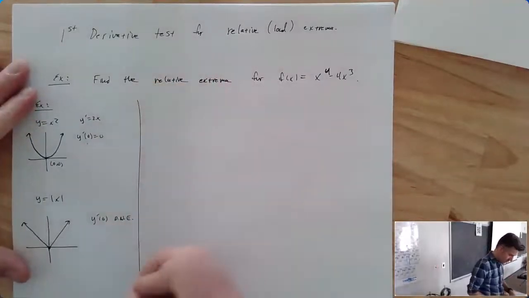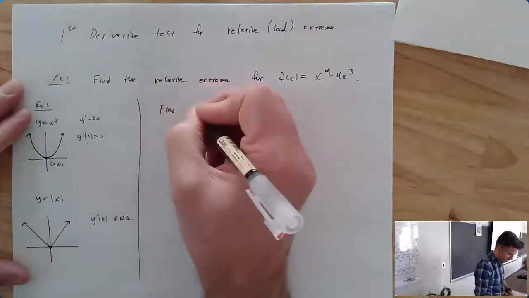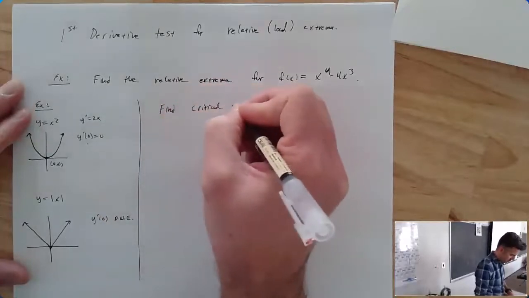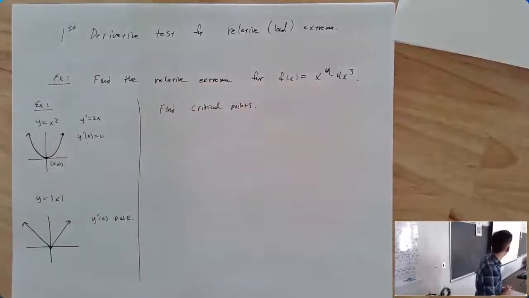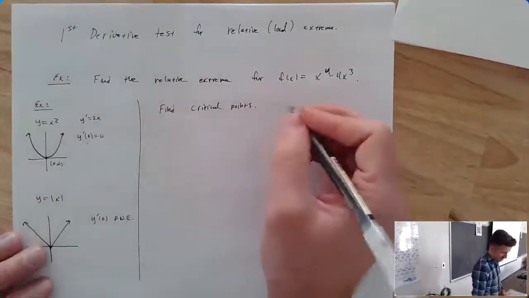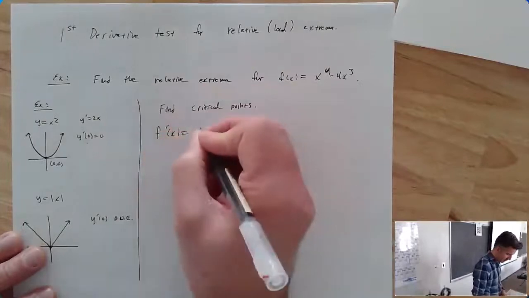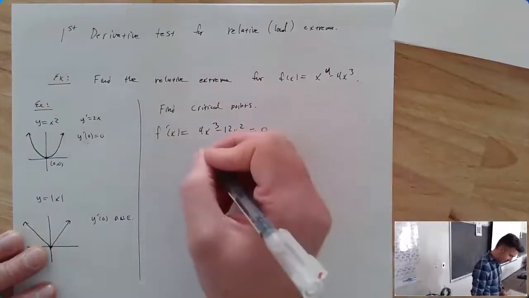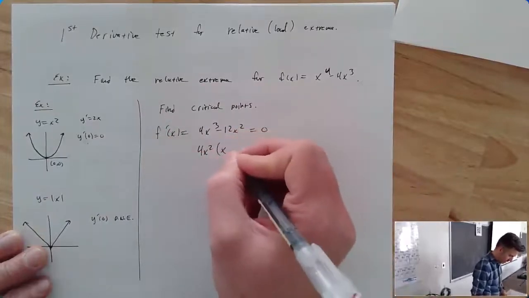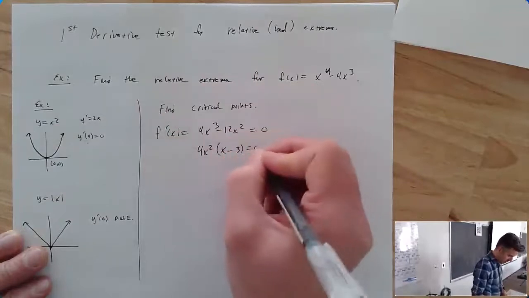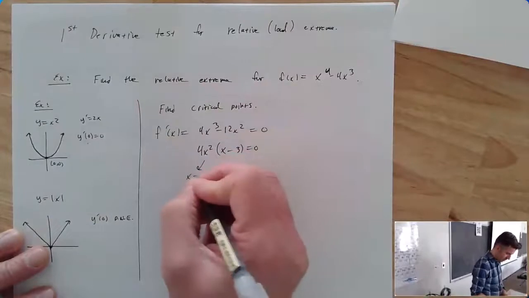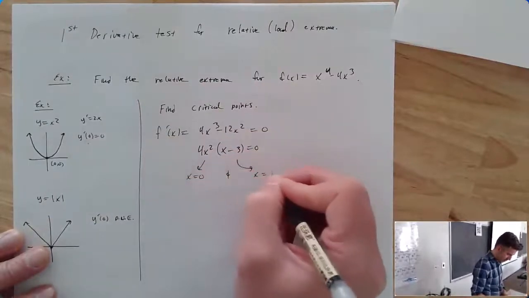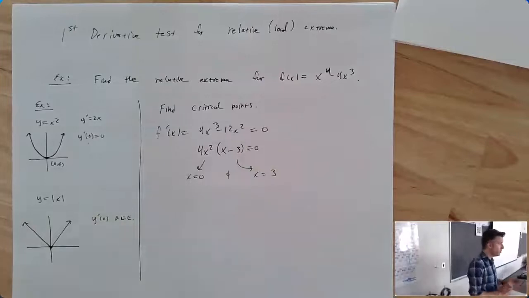So to do this, we find the critical points. f prime of x is 4x cubed minus 12x squared. We set that equal to 0, and we factor because we can: factor out a 4x squared times an x minus 3. And we're going to get x equal to 0 and x equal to 3. Both of those are critical points. Maybe we have a relative maximum at one of them, maybe a relative minimum at one of them, maybe we don't have either.